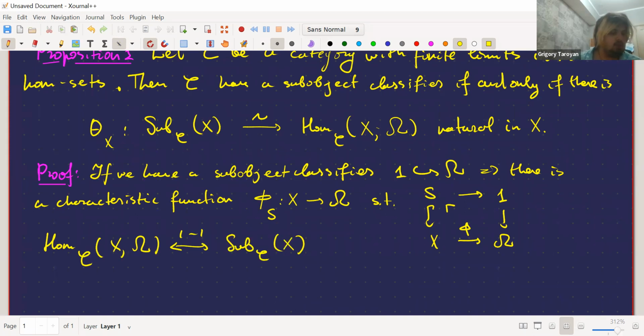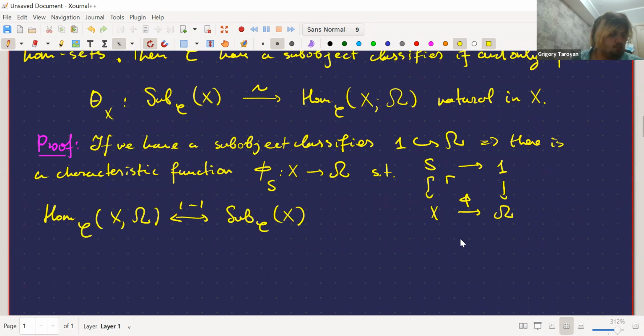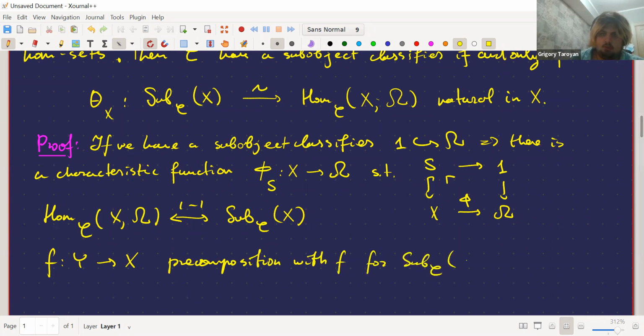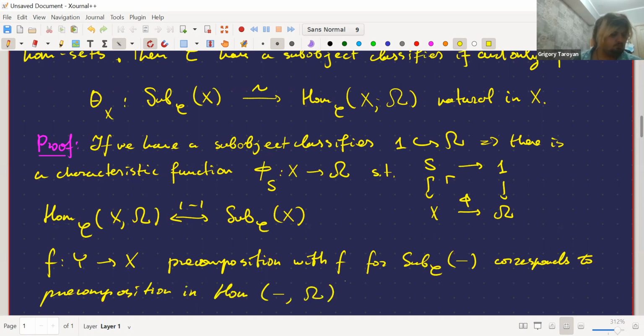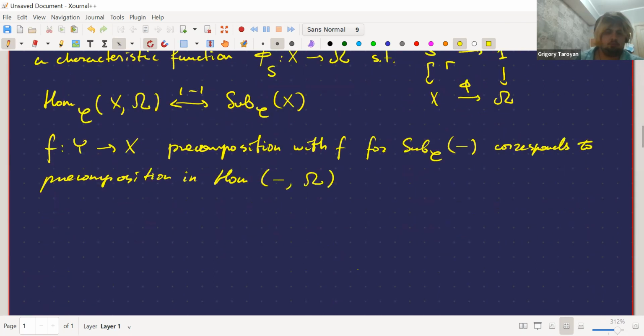Okay, so we need to check that this bijection is functorial in X. For this, we will show that for any map f from Y to X, precomposition with f for subobjects corresponds to precomposition in the hom-set. So this follows from the diagram which I will draw below.